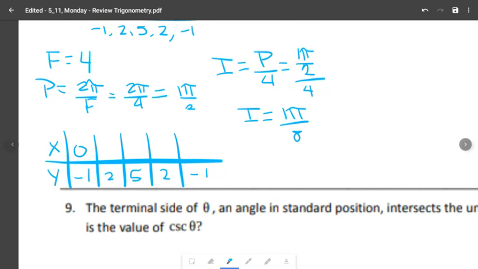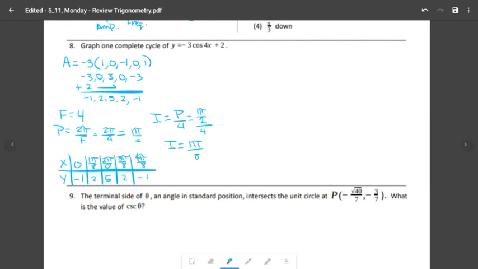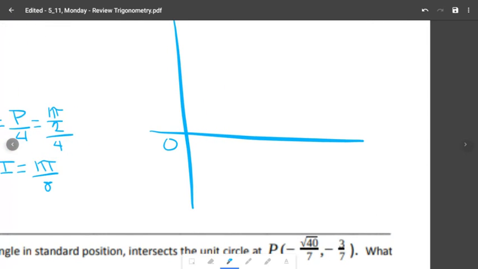Your first x is always 0, and then we're going to count by this 1 pi over 8, plus another 1 pi over 8 gets me 2 pi over 8, plus another 1 pi over 8 gets me 3 pi over 8, plus another, we have 4 pi over 8. So graphing, draw your sketch, label your axes, especially the x-axis.